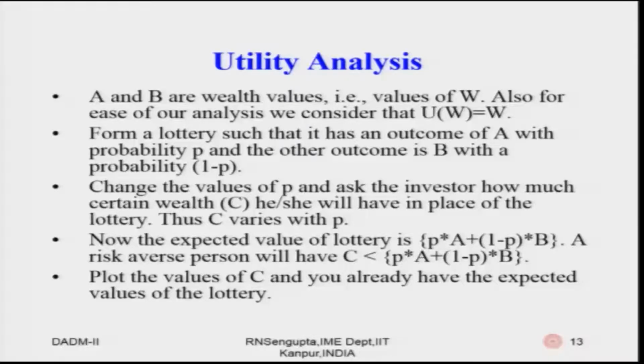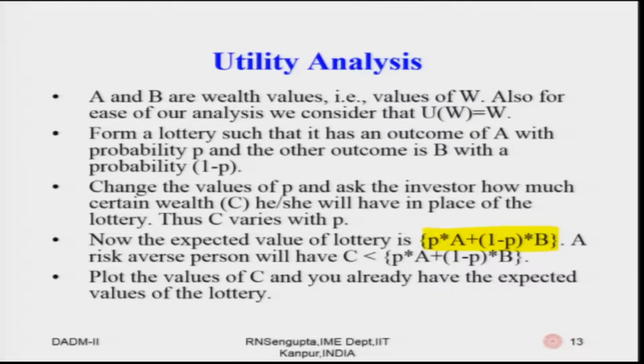Now, the expected value of the lottery, as now P and 1 minus P are different. So, let us continue with that. The expected value of the lottery is P into A plus 1 minus P into B, which is the utility. So, I will mark it. So, this is the utility. Remember, why the question may come up, why we are considering A as the utility of A, because we are considering a uniform utility function, U(W) is equal to W. If it changes, obviously it will change accordingly.